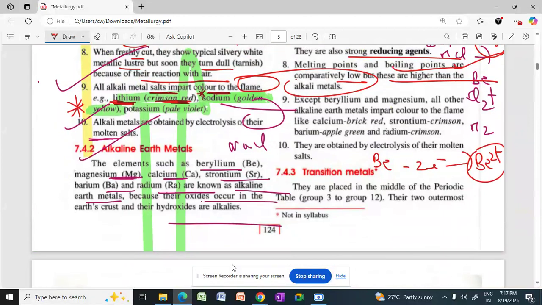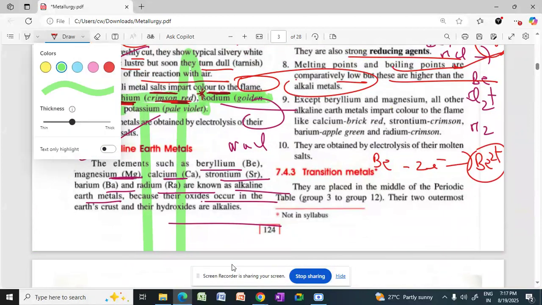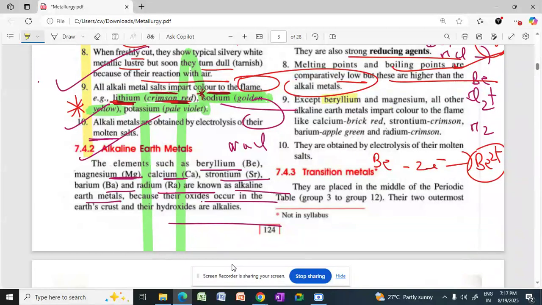Very, very important question: except beryllium and magnesium, all other alkaline earth metals impart color to the flame. Question can be asked. These first two, beryllium and magnesium, because their electrons are not excited to the higher energy level, so they do not impart color to the flame. MCQ question.